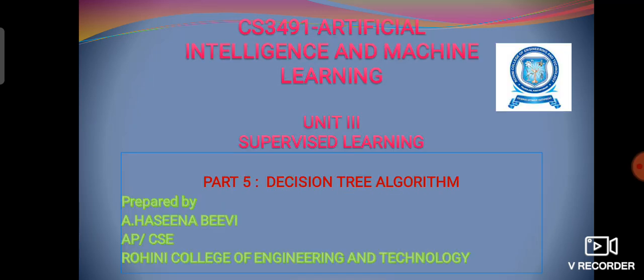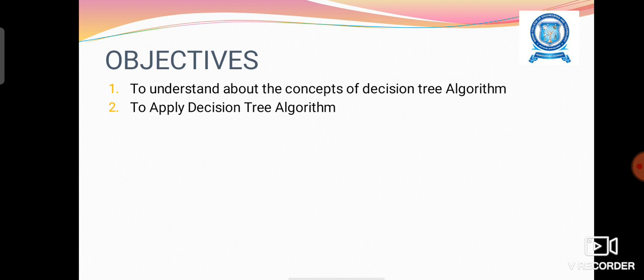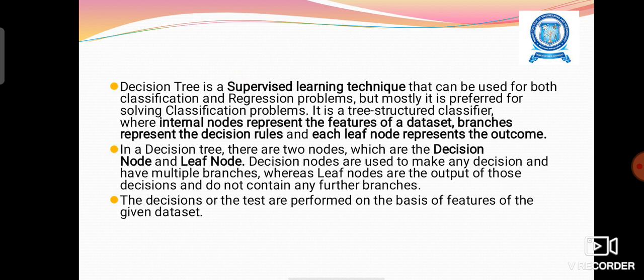In this video lecture, we can see one topic, decision tree algorithm, from the third unit of artificial intelligence and machine learning. The objectives are to understand the concepts of decision tree algorithm and to apply the decision tree algorithm in machine learning problems.